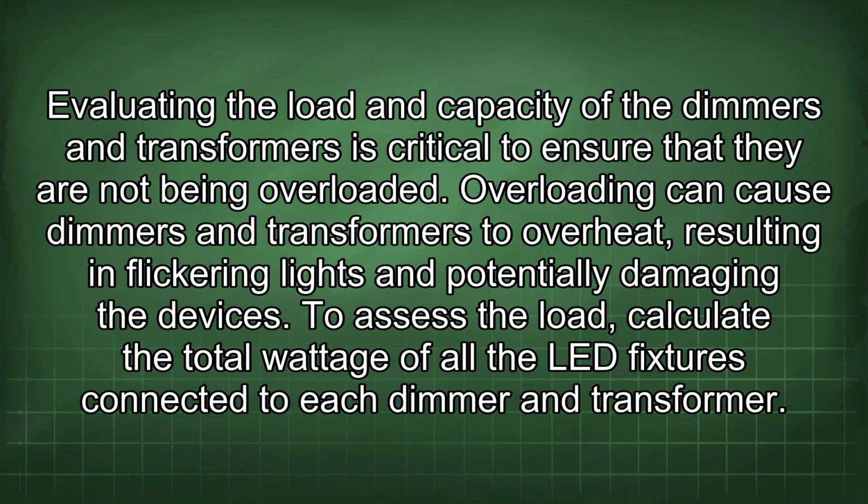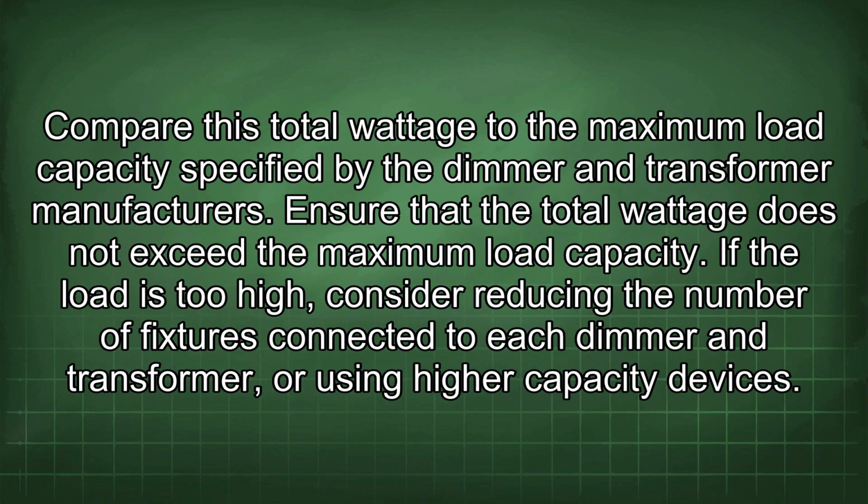Evaluating the load and capacity of the dimmers and transformers is critical to ensure that they are not being overloaded. Overloading can cause dimmers and transformers to overheat, resulting in flickering lights and potentially damaging the devices. To assess the load, calculate the total wattage of all the LED fixtures connected to each dimmer and transformer. Compare this total wattage to the maximum load capacity specified by the dimmer and transformer manufacturers. Ensure that the total wattage does not exceed the maximum load capacity.